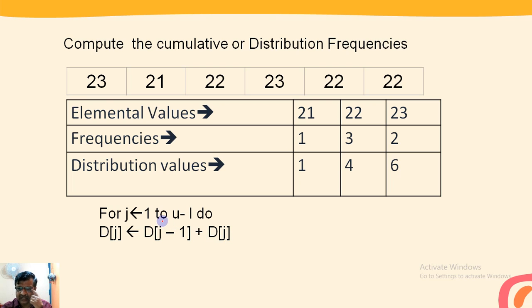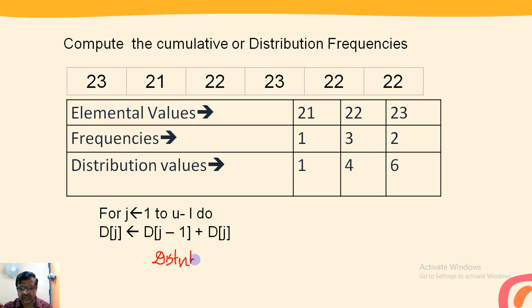And once again it is starting from 1, therefore the other round available is 2, it is over here. It is d of j minus 1, that is 4, plus d of j is 2, therefore what we get is 6. So this will help to calculate the distribution values. Distribution values are obtained by this particular for loop.